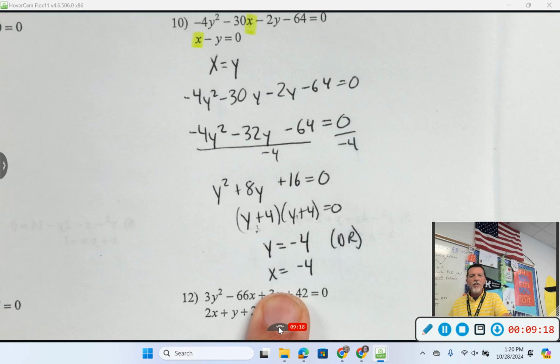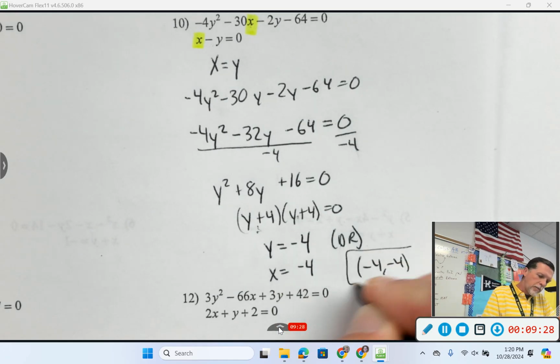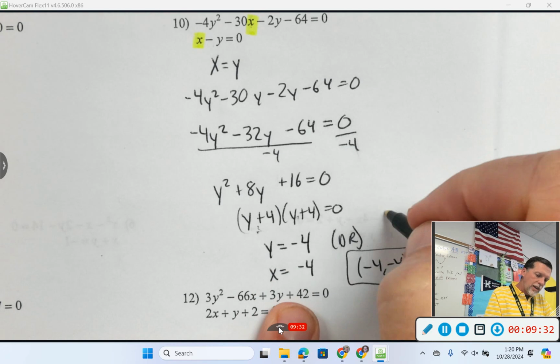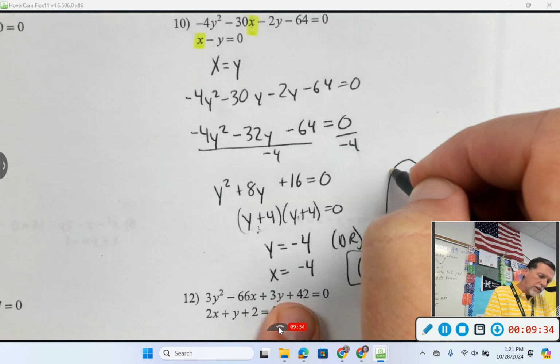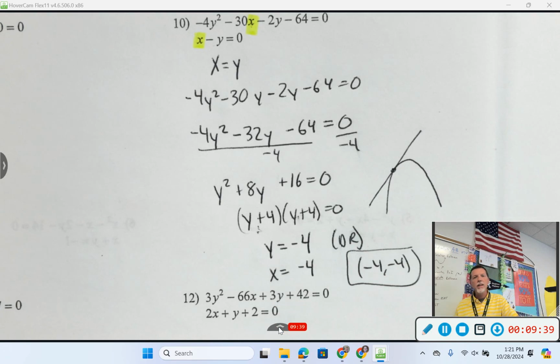You leave that as a final answer, I'm going to take off a point. Put it in an ordered pair. So negative 4, negative 4. There was only one intersection, plus the double root tells me that there's only one. It's going to look something like that, like a tangent line.